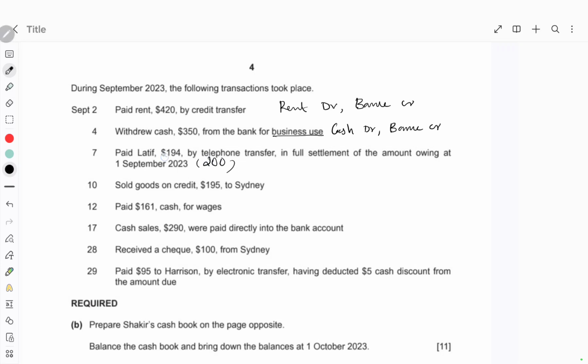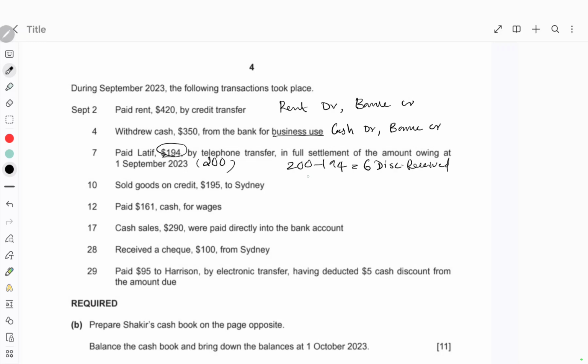And we are paying how much? Only 194. So it means what? 200 minus 194, some amount we received from Latif, isn't it? That will be $6, the discount received. So what will be the double entry here? We have to record in the Latif account and the discount received account also, isn't it?